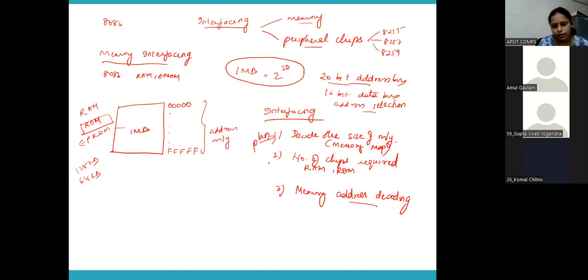So whenever you do interfacing, you need to do these three things. First, decide the size of the memory, that means you have to create the memory map. Second, estimate the number of chips required to implement that memory map. And the third thing is designing the circuitry, which is also referred to as memory address decoding.